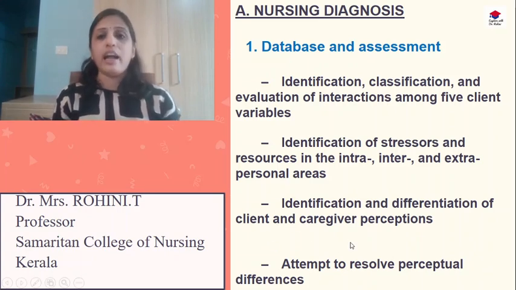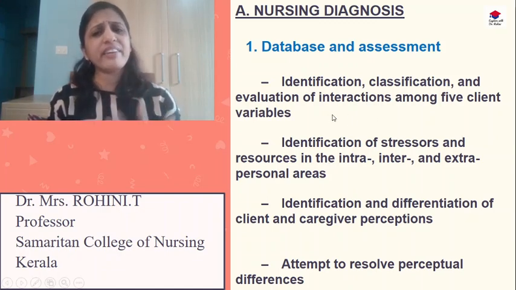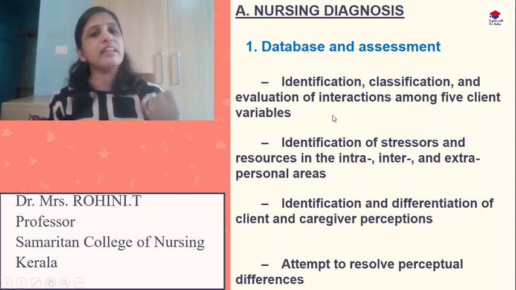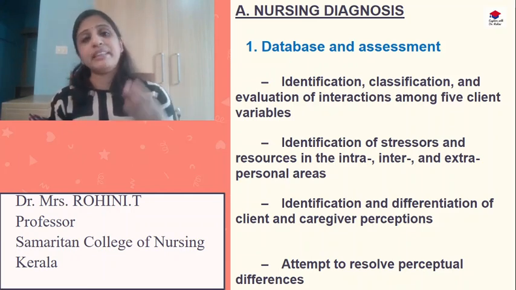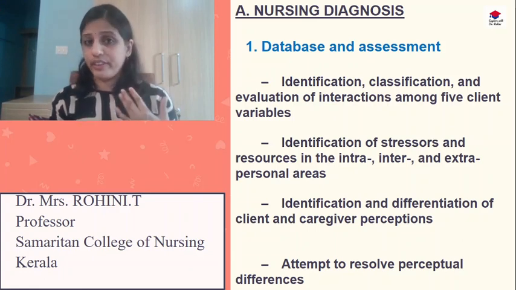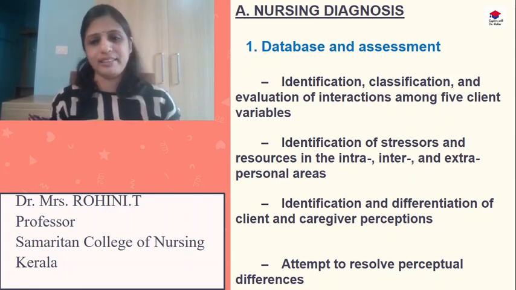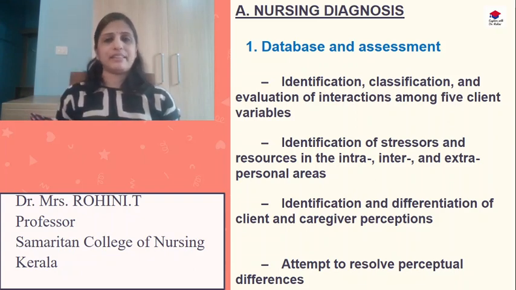the caregiver. Along with that, in assessment, I will have to find out the variables, the five client variables. So the five client variables should be assessed. What are the client variables? Physiological, psychological, socio-cultural, developmental, and spiritual variables. We have to assess these if you are applying Betty Neuman's theory. The next thing is we'll have to identify the intrapersonal, interpersonal, extrapersonal stressors.